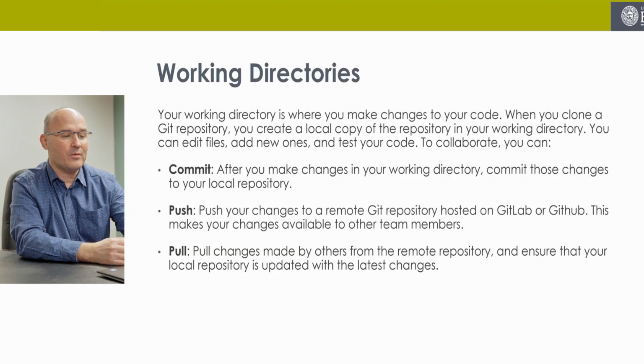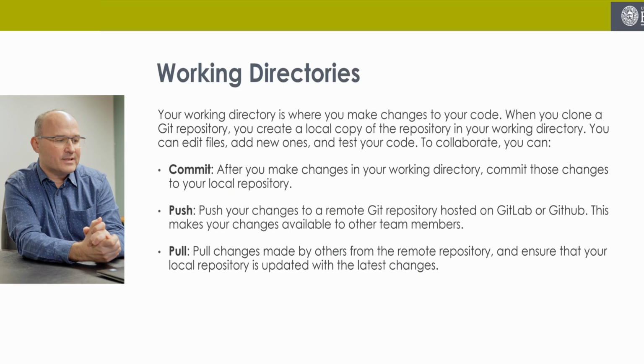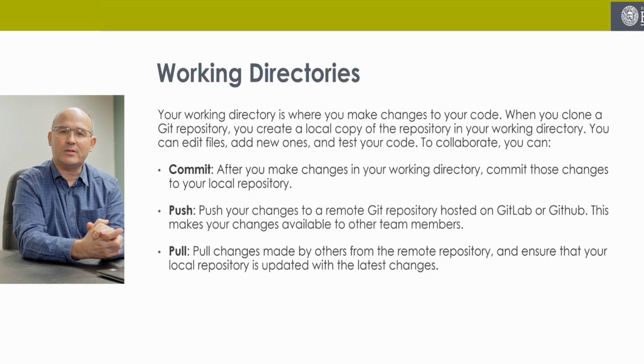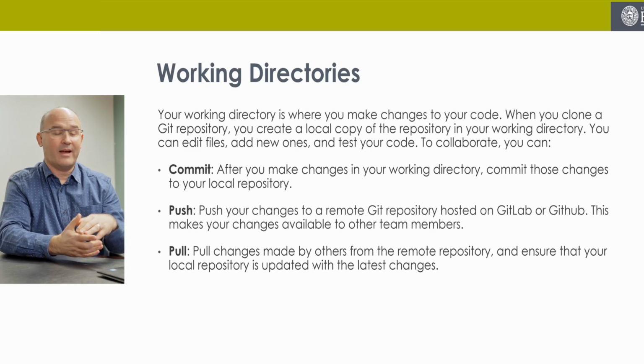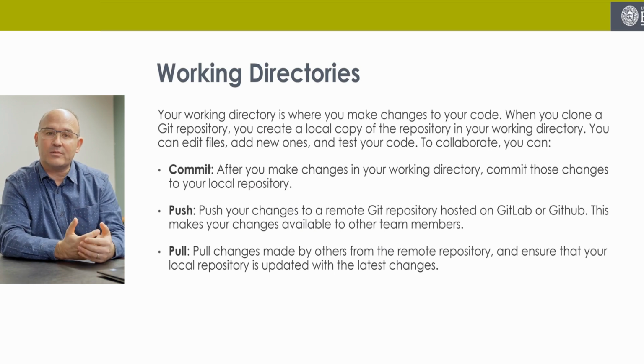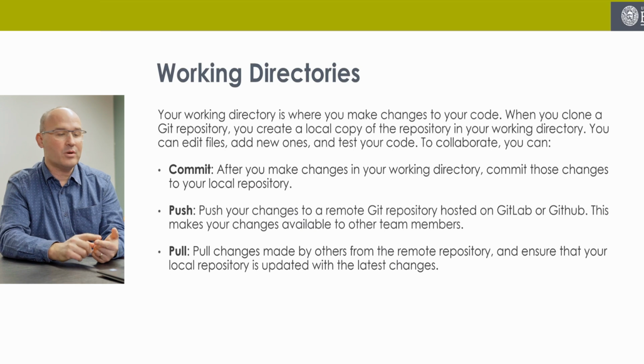So let's go back to the slides and review what we've just looked at. We've seen a working directory. When we do a git clone, we have a local directory. We change into that directory, and that's where we can do these commands that we've just done: our commit, our push, and our pull.